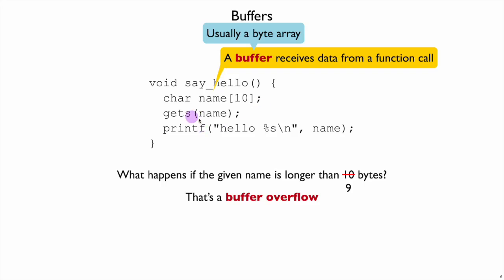How is gets supposed to know that it should only write 10 characters? Why did it go wrong? Well, it's because in C, this buffer here is just a pointer. There's no length associated with it.